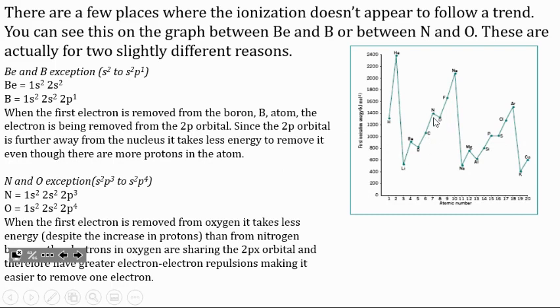Then we increase. Why are we increasing here? What's causing that? The effective nuclear charge has increased. We've increased the number of protons. But then we dip down.